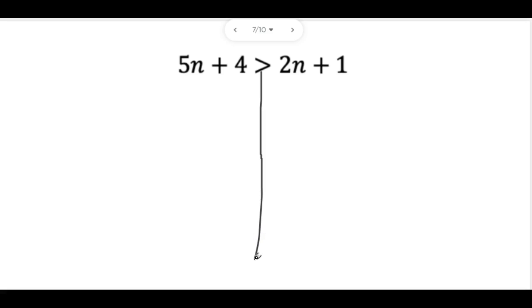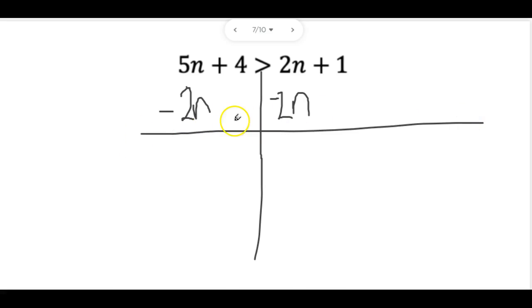All right, so I want to move the smallest variable. The smallest variable here is 2n. I'm going to subtract 2n from both sides. I don't necessarily like what they're doing here. I would have preferred for them to have given you some larger numbers to work with so that the solution is not what it's going to be. But 5n minus 2n is a positive 3n plus 4, and that's greater than 1.